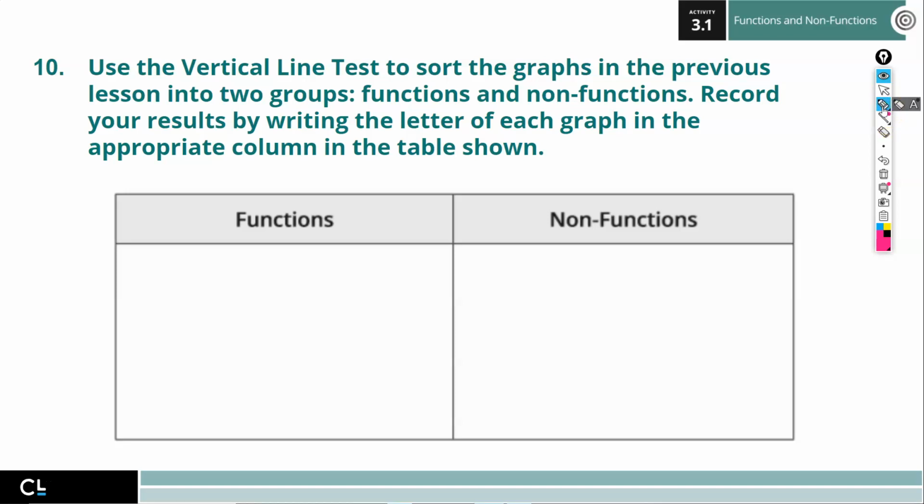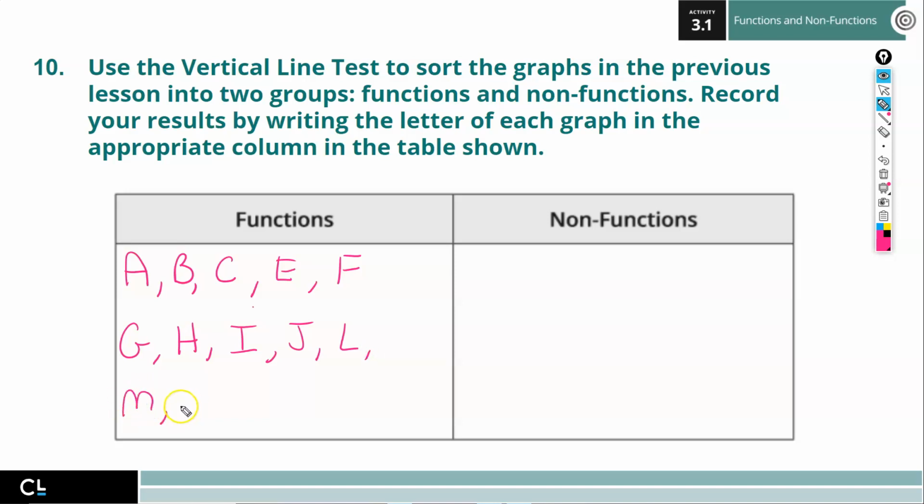On the function side, you should have graphs A, B, C, E, F, G, H, I, J, L, M, N, P, Q, R, S. And on the non-function side, you should have guessed it, Judy already grouped those out for us. D, K, and O. Those are the only ones that are non-functions.